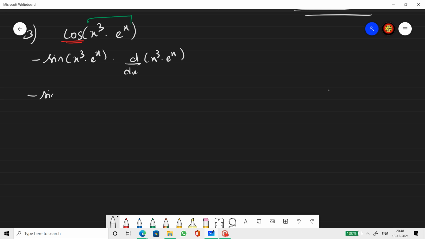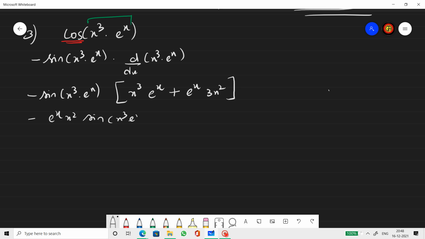So minus sine of x cube into e power x into u, which is x cube, v, which is e power x. So v dash will also be e power x plus v, e power x, u dash, which is 3x square. So final answer, I am taking e power x common out and I am taking x square common out. So it is minus sine x cube e power x into x plus 3.